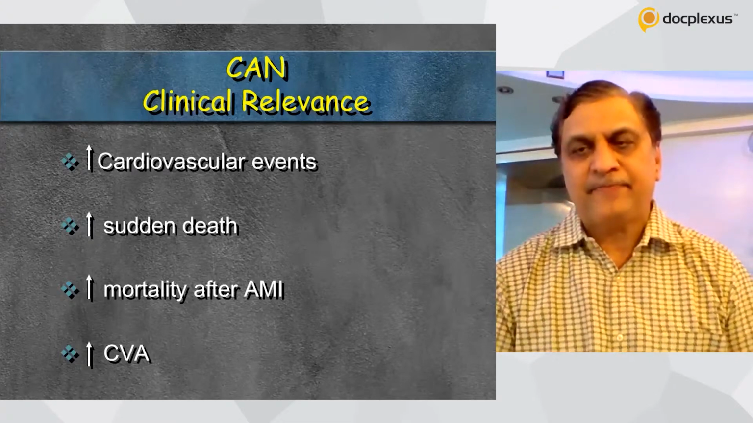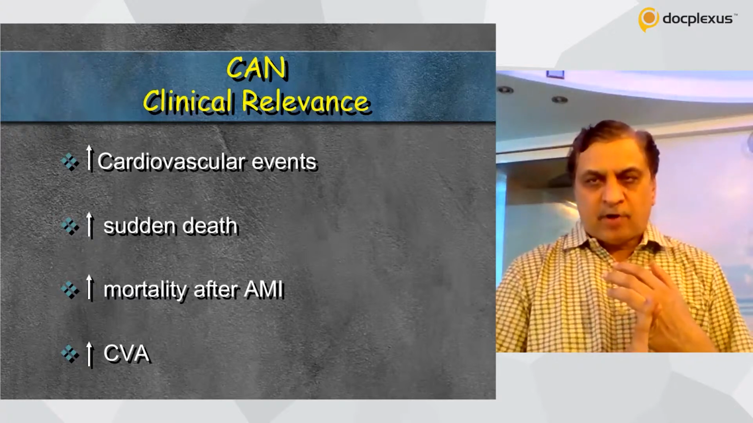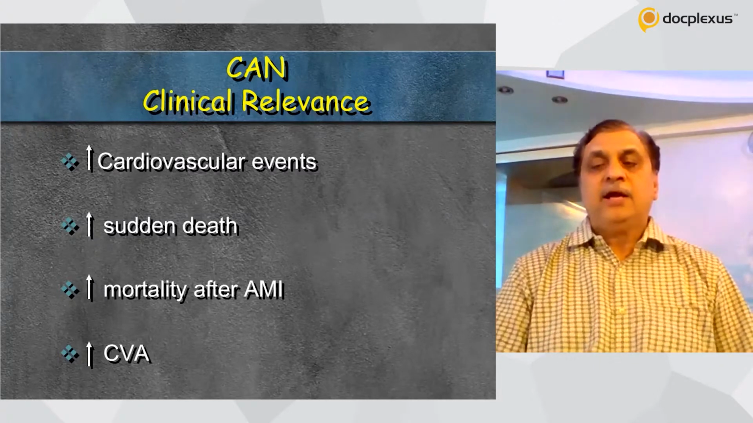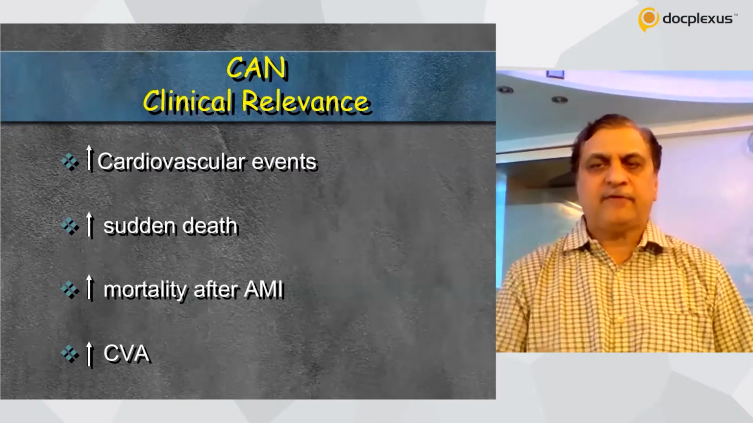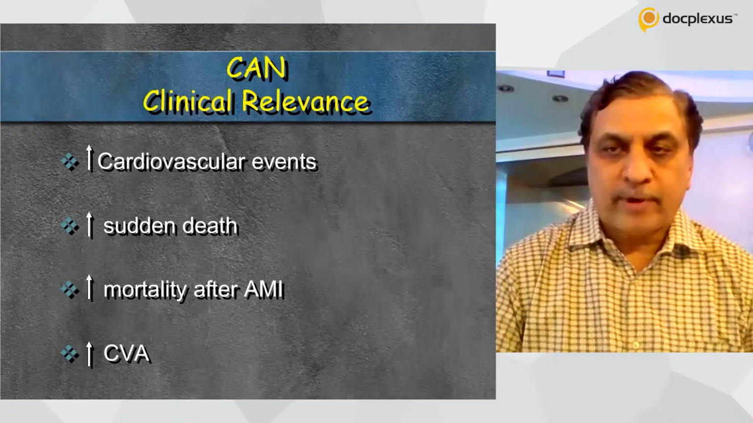Look at their heart rates. If they are in sinus rhythm, of course, the resting heart rate should be not more than 90 or 85. But even if it is beyond that, if you find that it's a fixed heart rate, 95 to 100, be careful. They possibly are developing autonomic neuropathy.